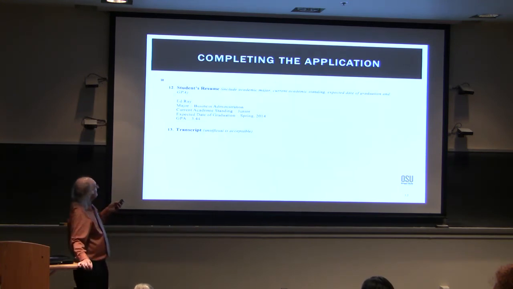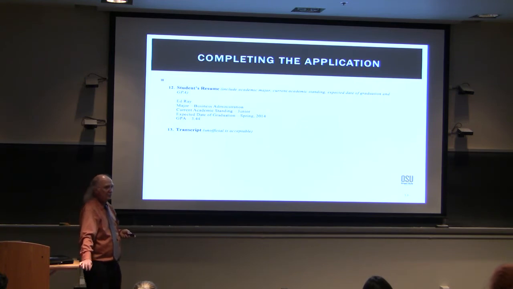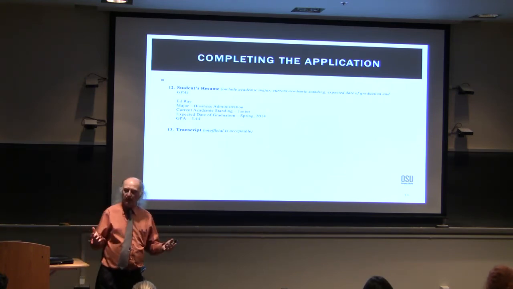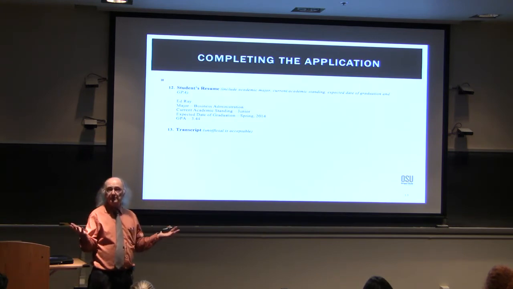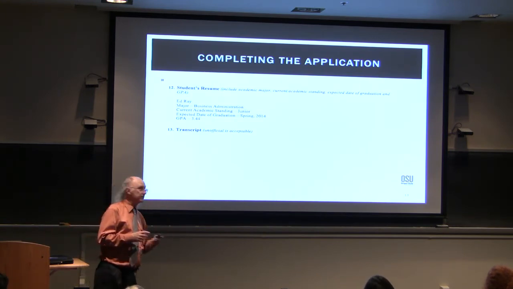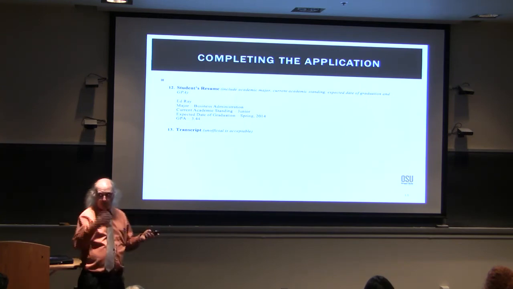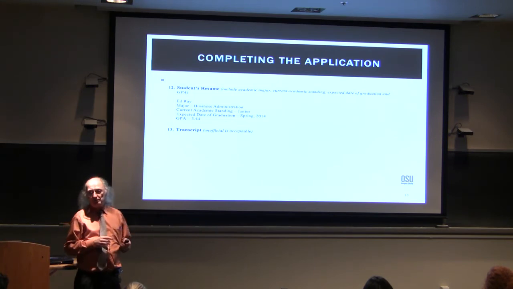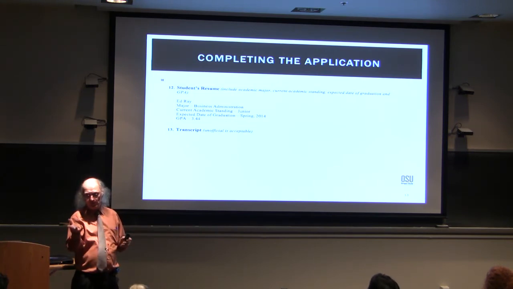Okay, student's resume include academic major, current academic standing, expected date of graduation, and GPA. I just did a little blurb here. I would recommend that you probably put together about a one-page resume that will have a little bit of your background, maybe your career goals, and of course all the information that they request. Transcript, if you're a transfer student, as you guys are, and you don't have OSU transcripts, I would certainly include the transcripts of places where you have been.